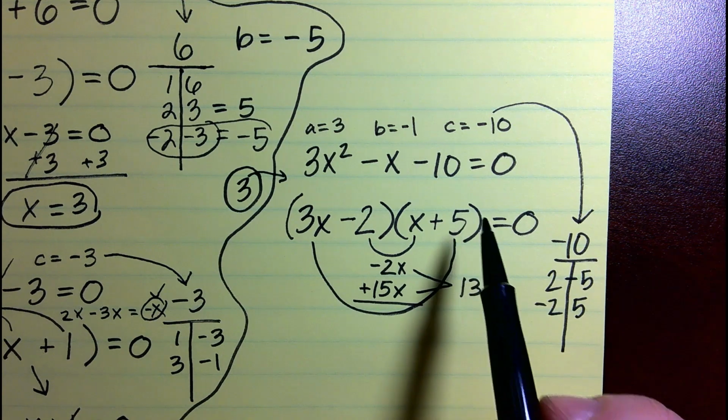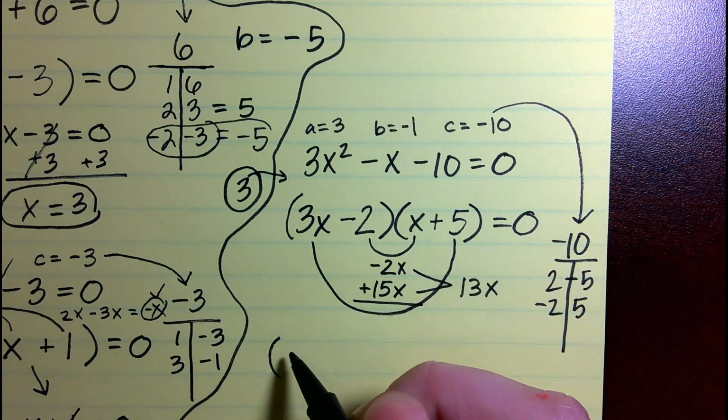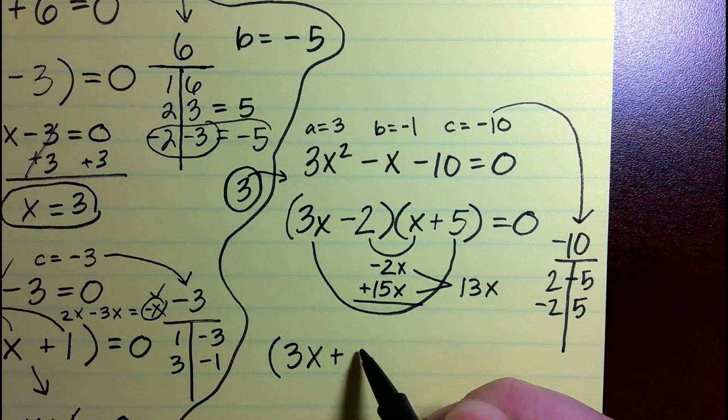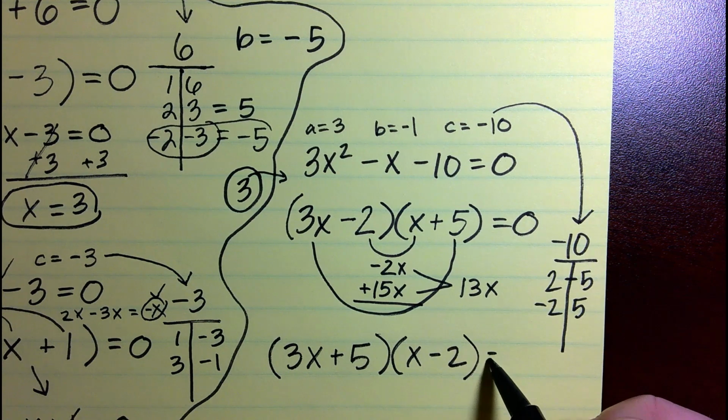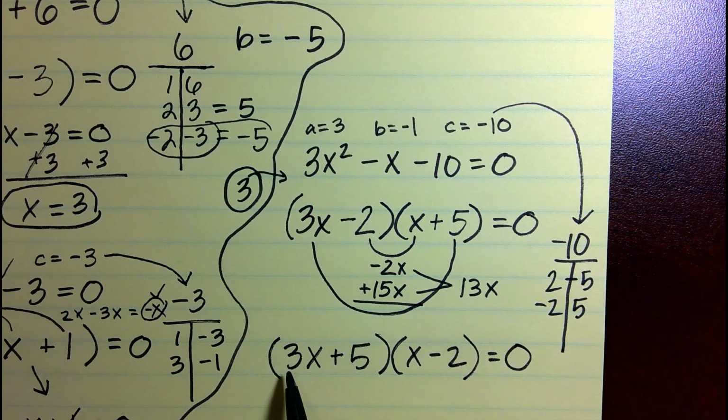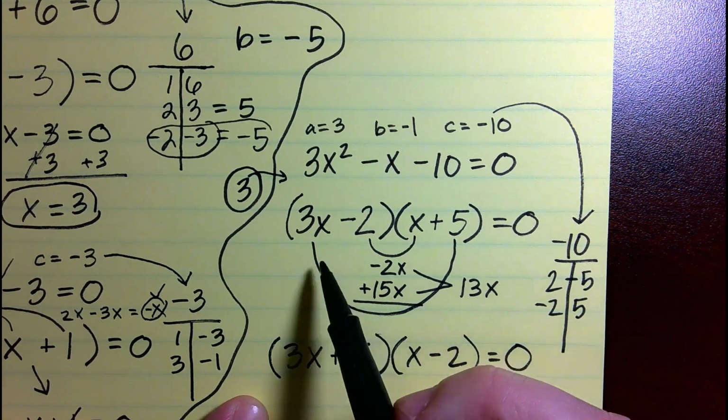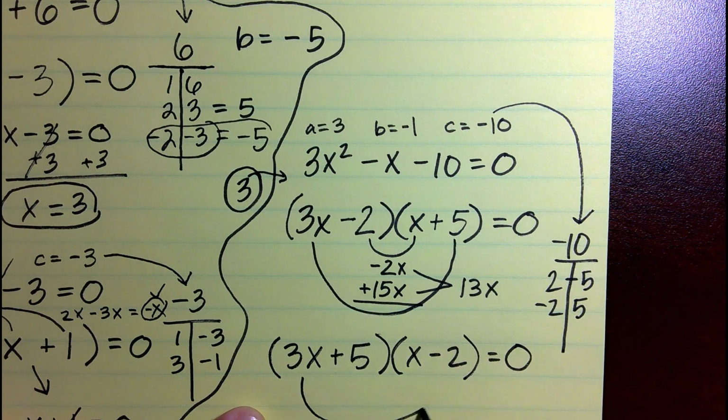Flip the numbers and signs. So 3x plus 5 and x minus 2. Okay, let's try that. I'm going to do my rainbow method. I got 3x times -2, which is -6x, and then 5 times x, so that's 5x. Oh, look at that: -1, we get -x. That matches.